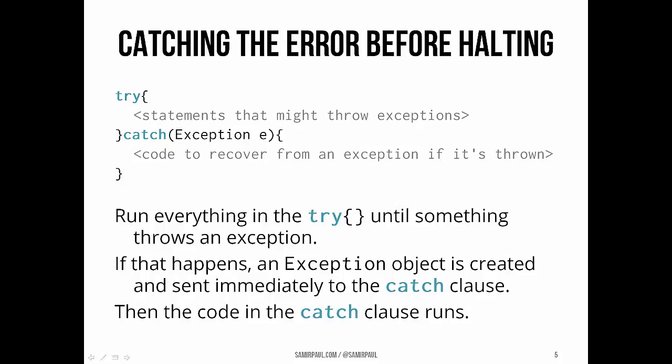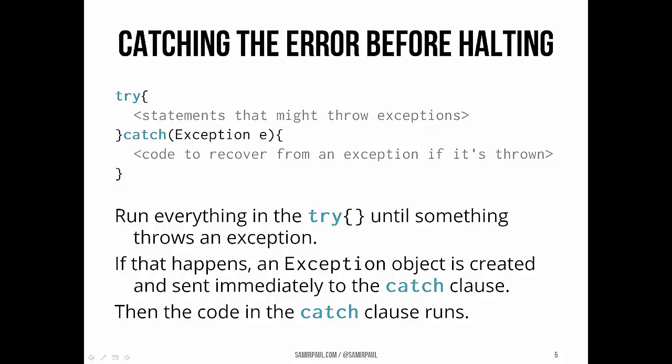This is a simplified version of that statement. We have the try, the statements inside the try. These are the things that might throw exceptions, and the catch statement. What are we specifically trying to catch, and what do we do if we catch an exception? Basic idea is this. We run everything that's happening in the try clause until one of them throws an exception. And if that happens, we essentially create an exception object that gets sent immediately to the catch clause. Then the code that's inside the catch clause gets run.